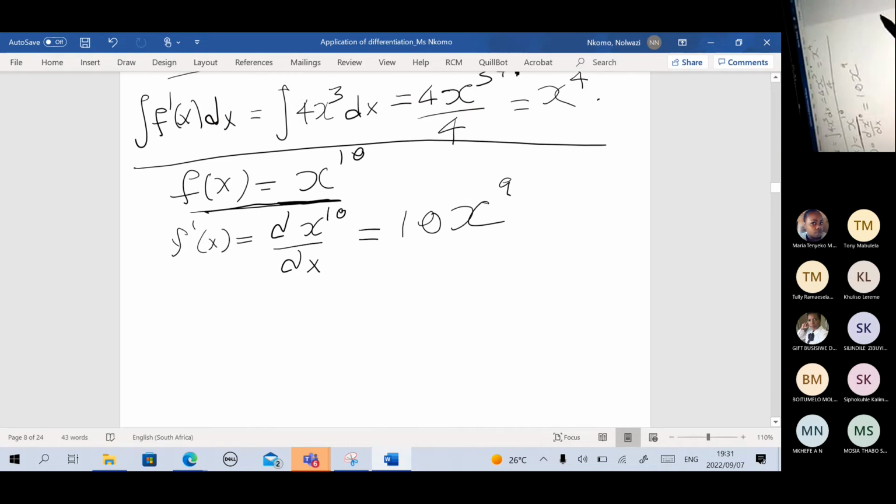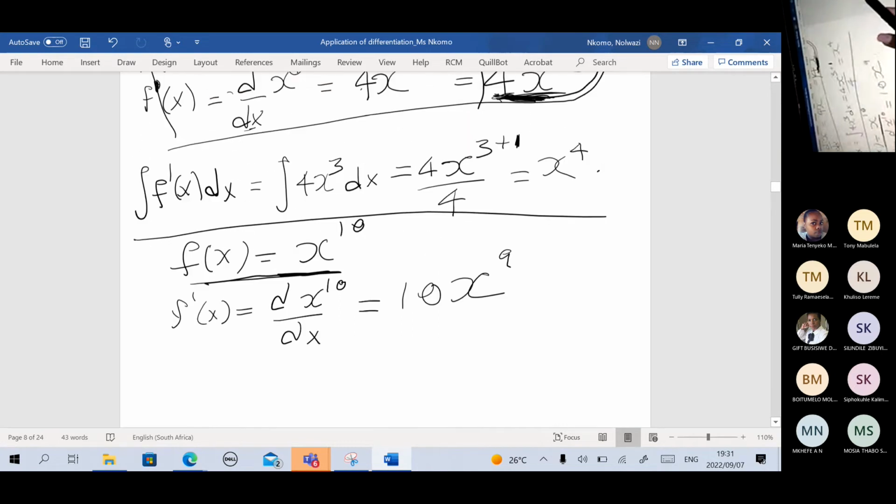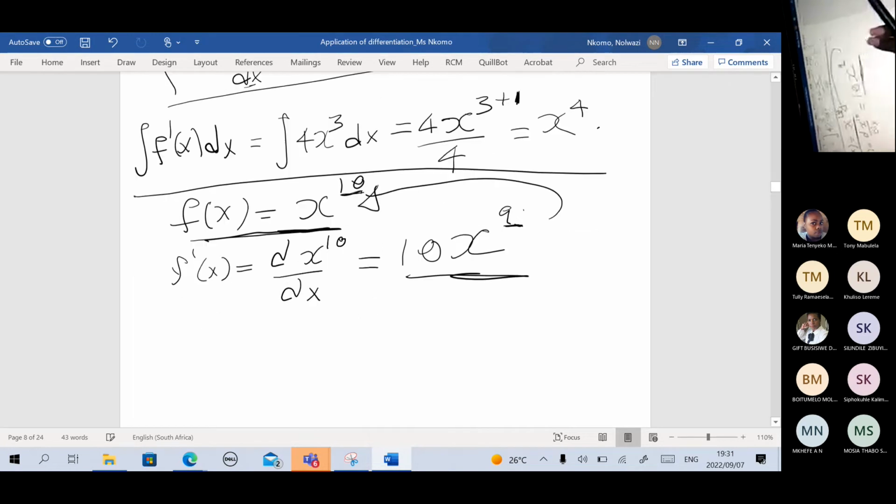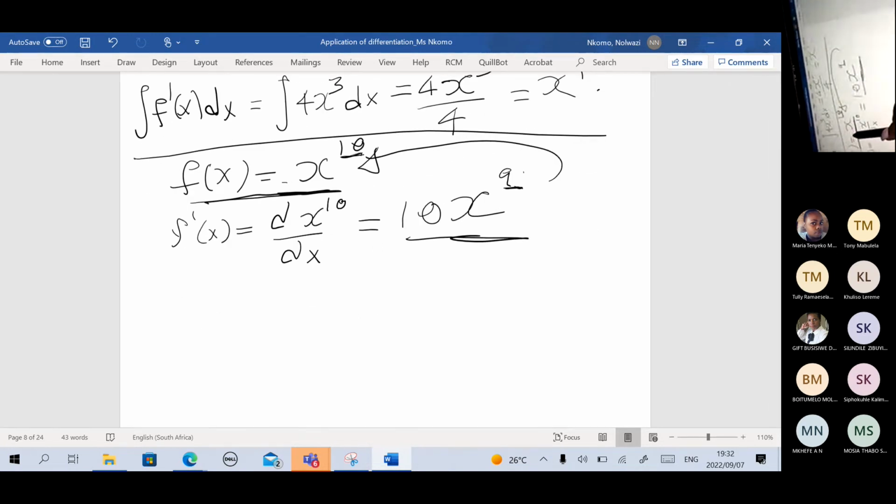Okay. Now we want to move from here to here, right? You see, our power here is 10 and our power here is 9. To move from here to here, this means we need to add 1 here, right? And here, our coefficient is 1 and our coefficient is 10. To get rid of this 10, we need to divide with it, so that we will be left with 1, right?